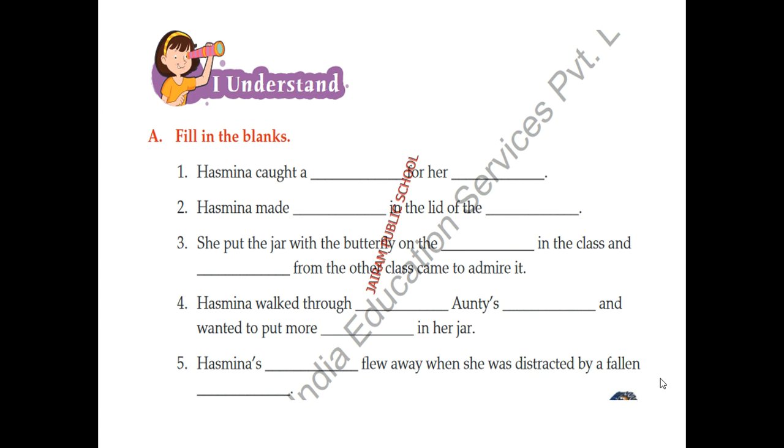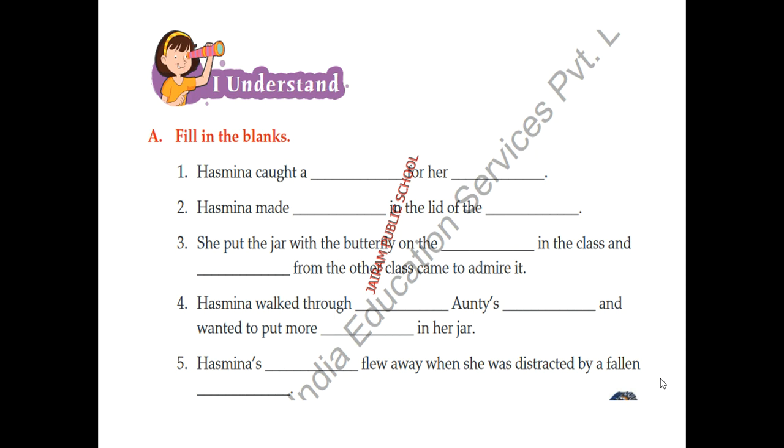Section A. Fill in the blanks. Hasmina caught a dash for her dash. What did she catch? A butterfly or any other insect? Yeah, of course. Hasmina caught a butterfly. For what? For her project. So the answer is butterfly and project.